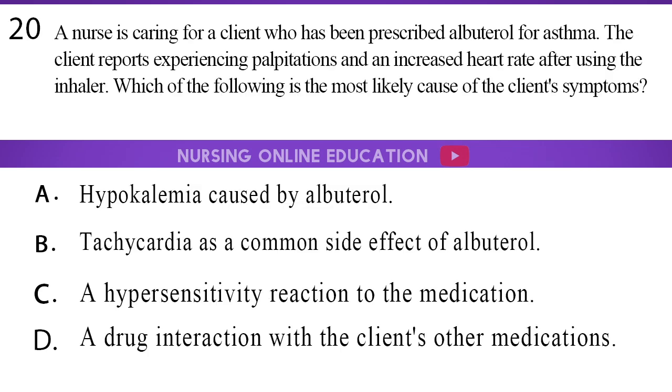20. A nurse is caring for a client who has been prescribed albuterol for asthma. The client reports experiencing palpitations and an increased heart rate after using the inhaler. Which of the following is the most likely cause of the client's symptoms? A. Hypokalemia caused by albuterol. B. Tachycardia as a common side effect of albuterol. C. A hypersensitivity reaction to the medication. D. A drug interaction with the client's other medications.